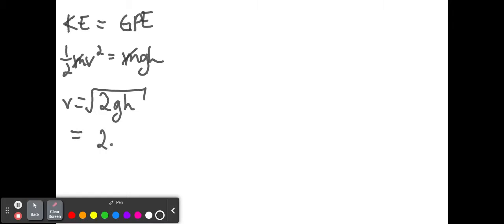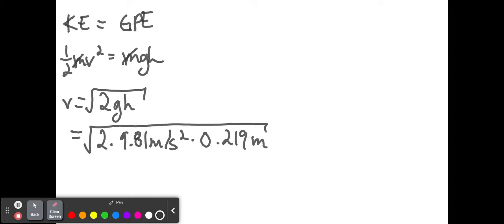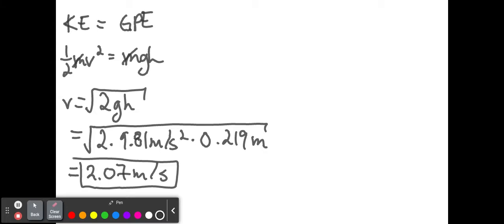So in the question, it tells us that the height is 0.219 meters. So to find the initial velocity, we get that it is 2.07 meters per second. That is the first part of our problem. Now it's a momentum question.